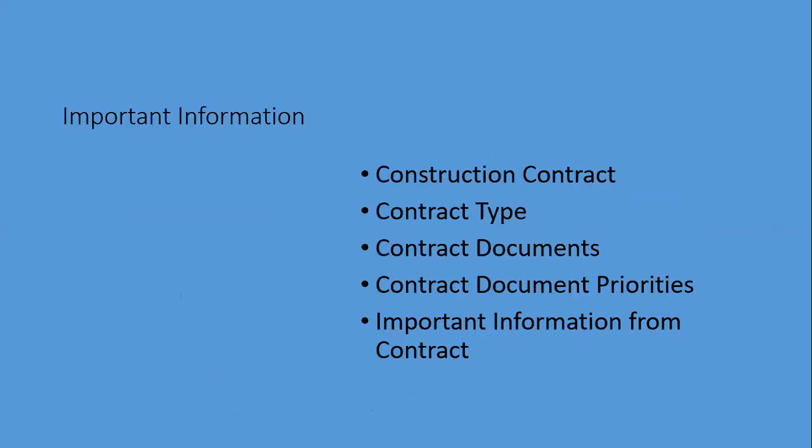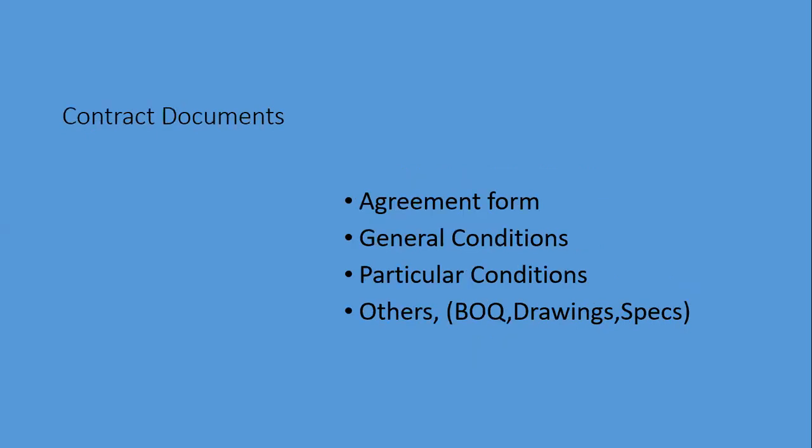So important information you have to extract from this contract is: what is the construction contract, what is your contract type, what are the contract documents, contract document priorities, the important information from the contract. So what are the contract documents? The first thing is agreement form, general conditions, particular conditions, and others.